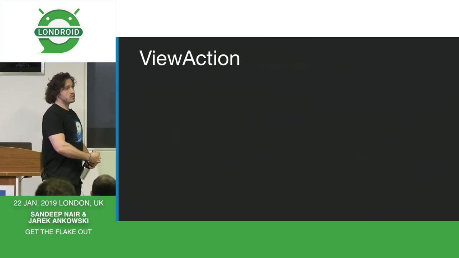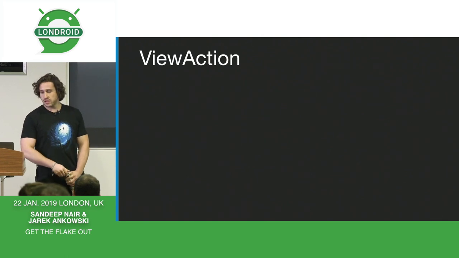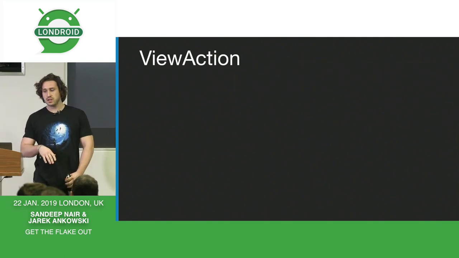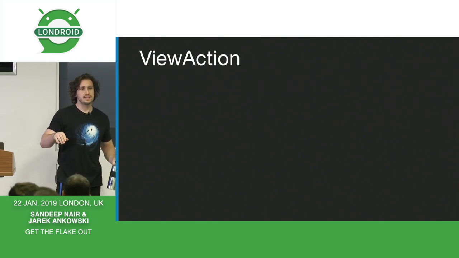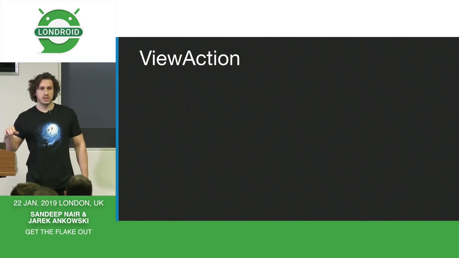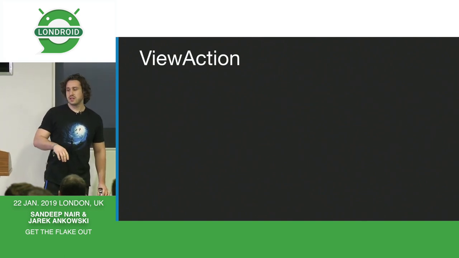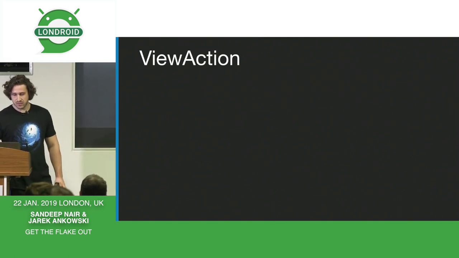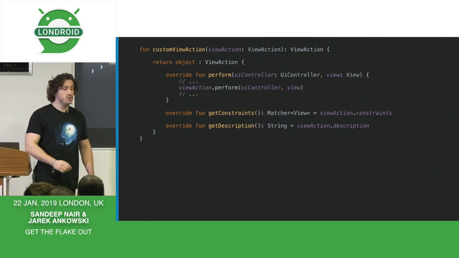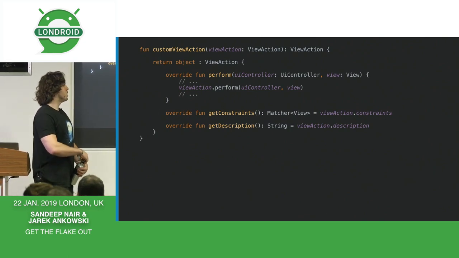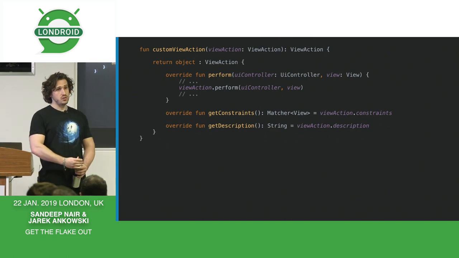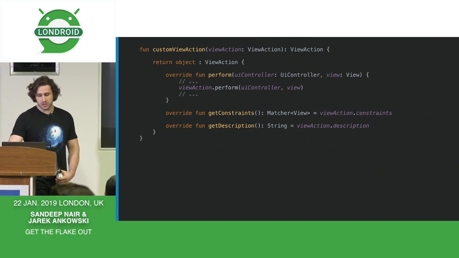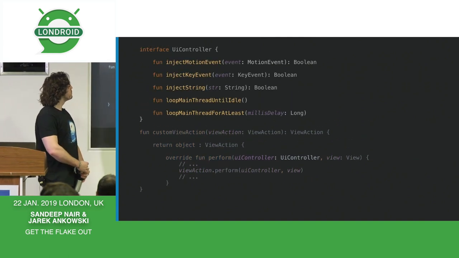And there's one more, which is called view actions. I think you're familiar with the view matcher interface from Espresso. If you want to have a custom matcher, you extend one of the view matcher interfaces. But there's another interface provided by Espresso, and it's view action. Let's have a look at how it looks. If you extend the interface, it gives you access to something called UI controller. Not sure if you heard about this one. The interface of UI controller looks more or less like this.